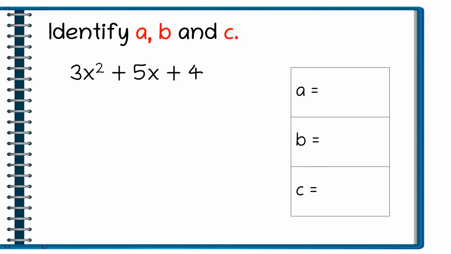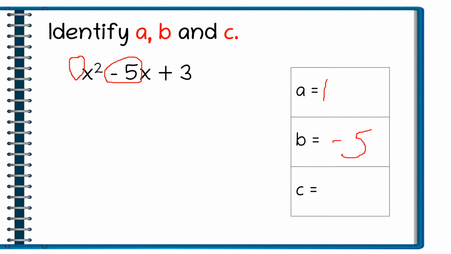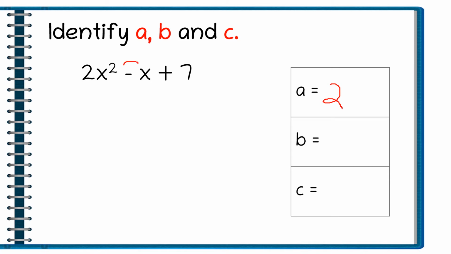Okay, so if we're looking at this problem right here, the a would be 3, the b would be 5, and c would be 4. In this problem right here, there is no number here, but we know that there's an x squared, so there must be 1x squared. The b is -5, and our c is 3. This time our a is 2. Be careful, our b is -1, and our c is 7.